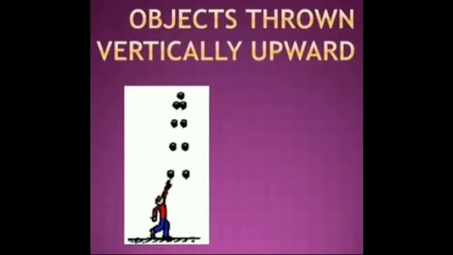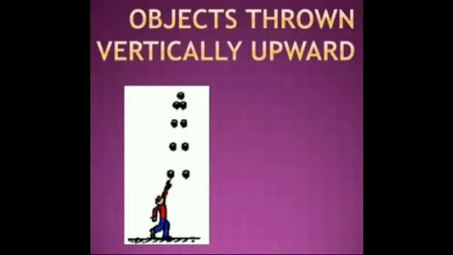Second, a body thrown vertically upwards. Consider an object of mass m thrown vertically upwards with an initial velocity u. Let us neglect the air friction. Here a is equal to minus g. The negative sign indicates the opposite direction. We throw the object up and then it comes down, so both are in opposite directions.